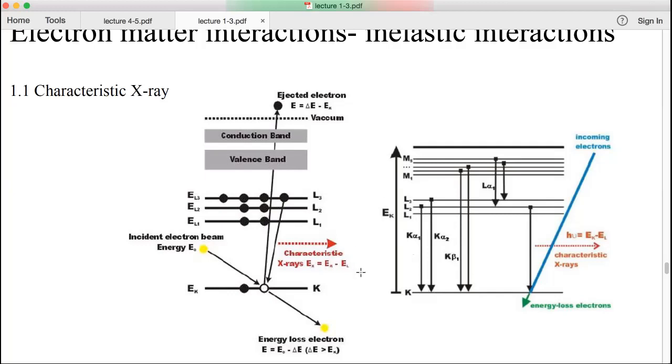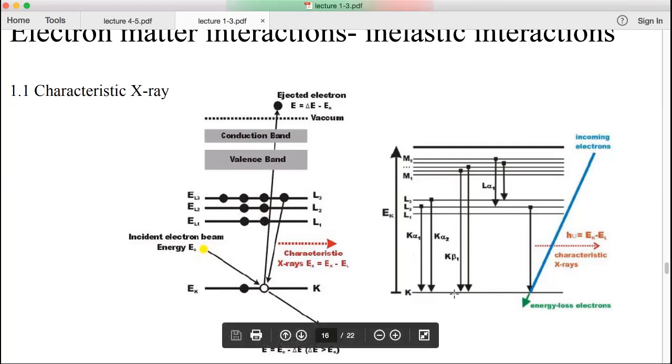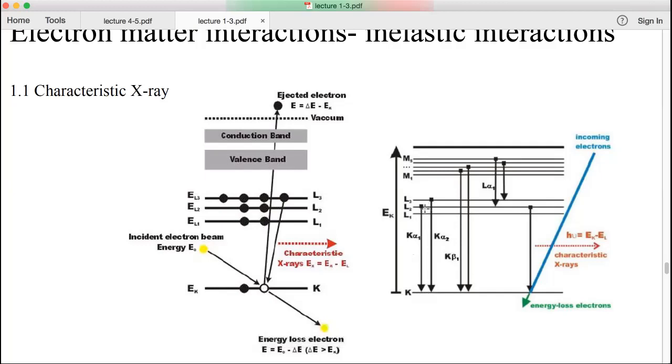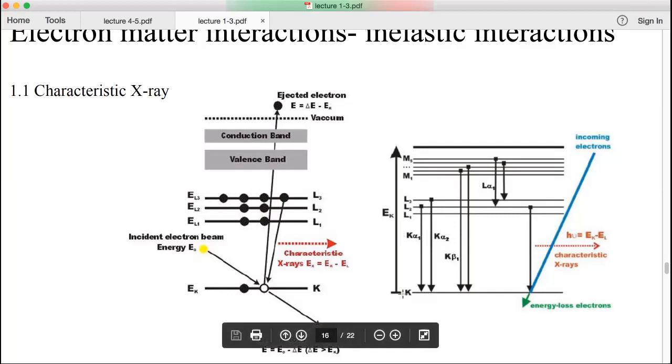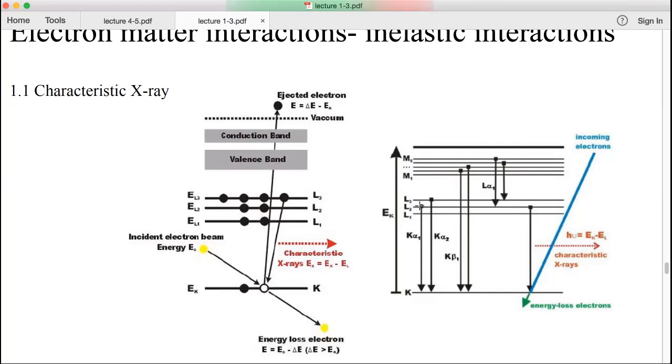Likewise, it goes on. And here the K shell can be filled by 2p, like that is L. And L1 is the 2s. From 2s to 1s is prohibited. So we don't get any electrons coming down from 2s, but we will get electrons from 2p's, right?